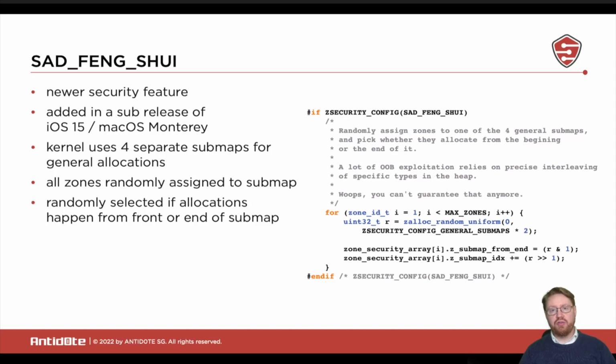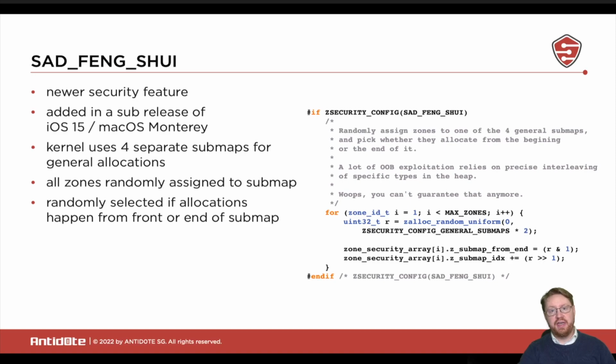Which basically means all the zones are now at very different places on the heap, depending on these random numbers that are created once at boot time. Obviously, this is only created once at boot time. So theoretically, an info leak could reveal this setup and could allow you to make certain assumptions. For the normal feng shui, this makes it a lot more random and therefore a lot harder to put certain types right next to each other, which might never be possible because they are in different submaps and so on.